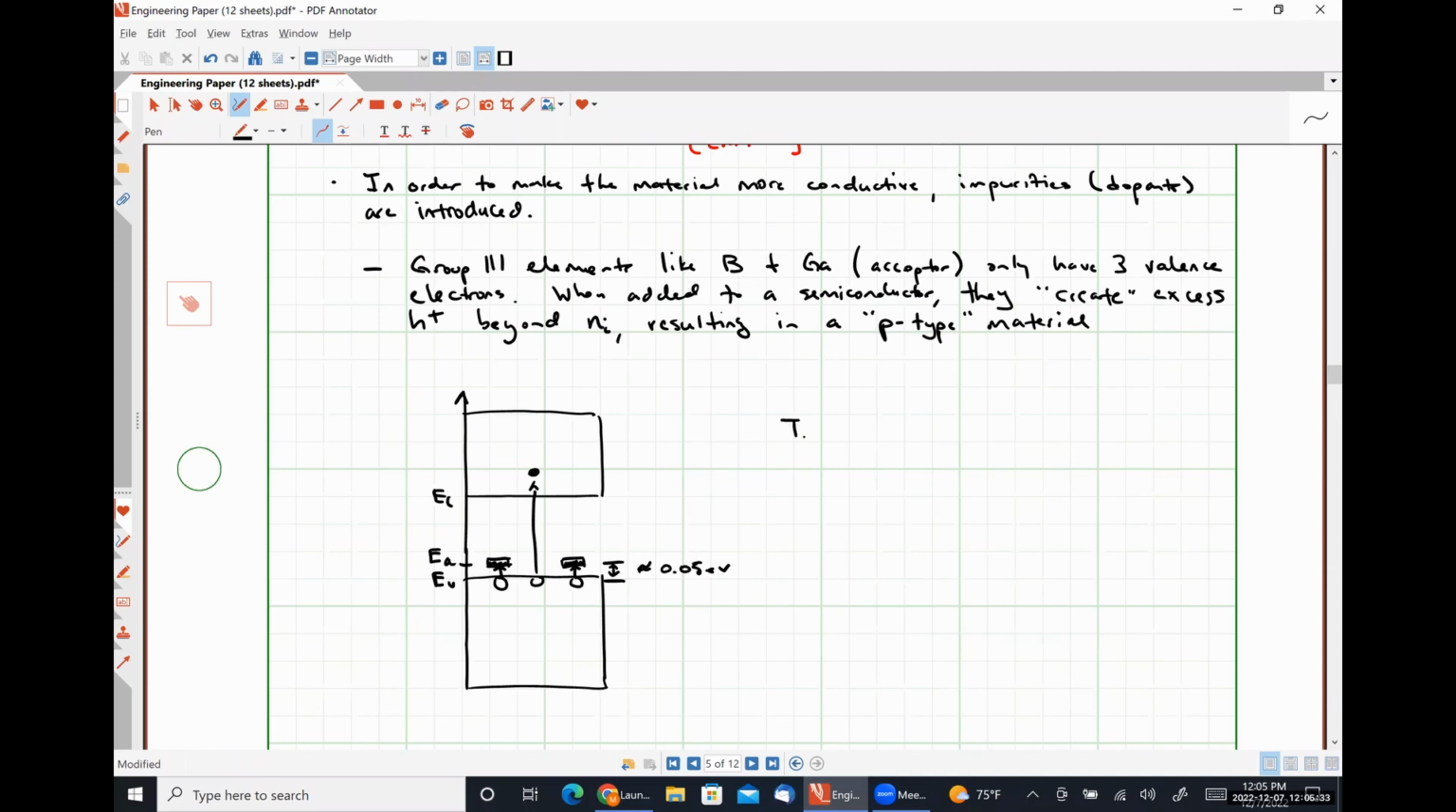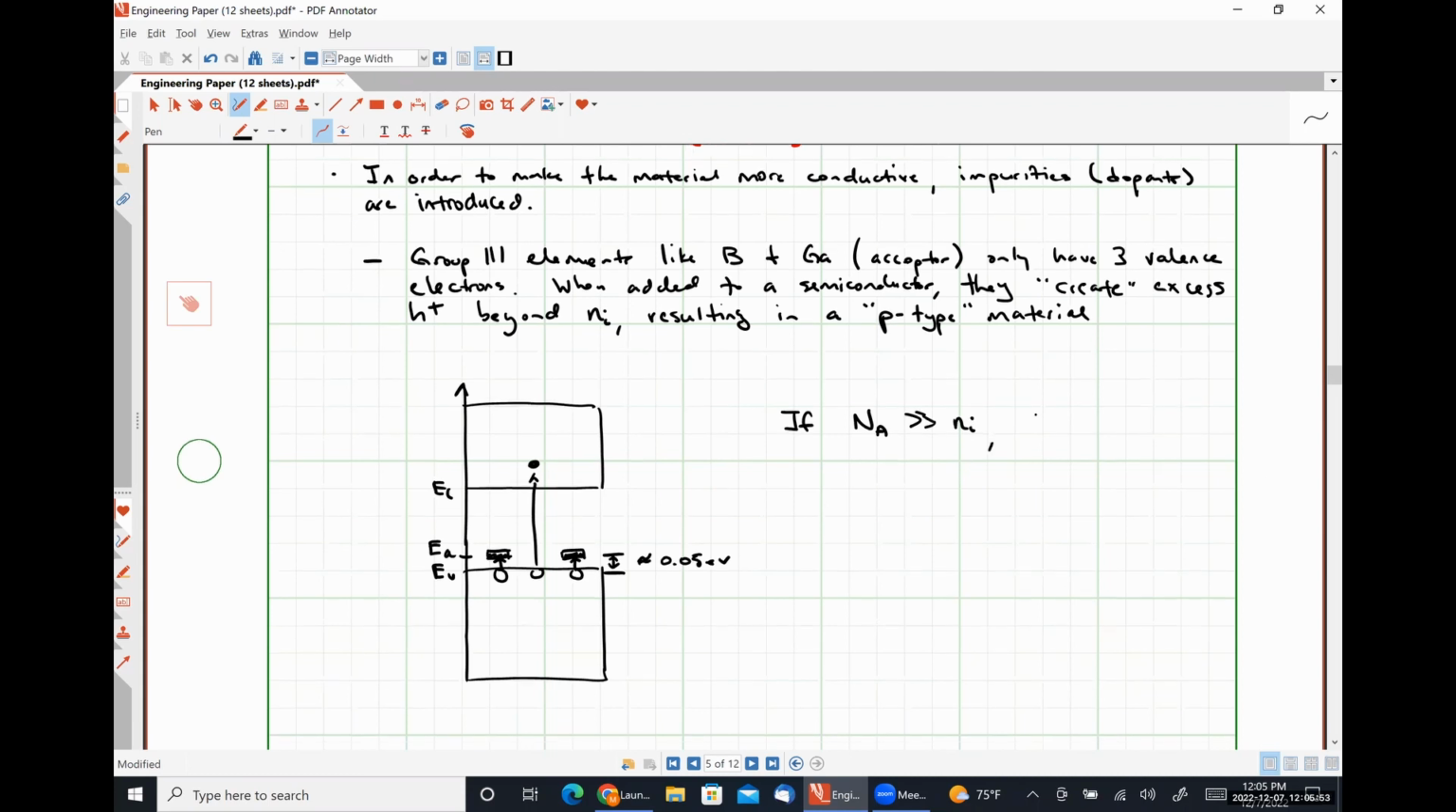So another thing here, if Na, which is the number of acceptor atoms per cubic centimeter that we've doped our crystal with, is much greater than the intrinsic carrier concentration, then our hole concentration in our p-type material will be approximately equal to the number of acceptor atoms, and our electron concentration in our p-type material will be essentially the intrinsic carrier concentration squared divided by the acceptor concentration, so that our mass action law is maintained.